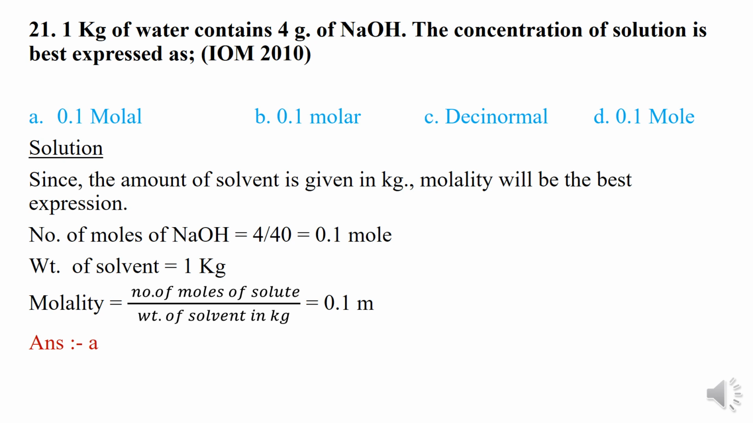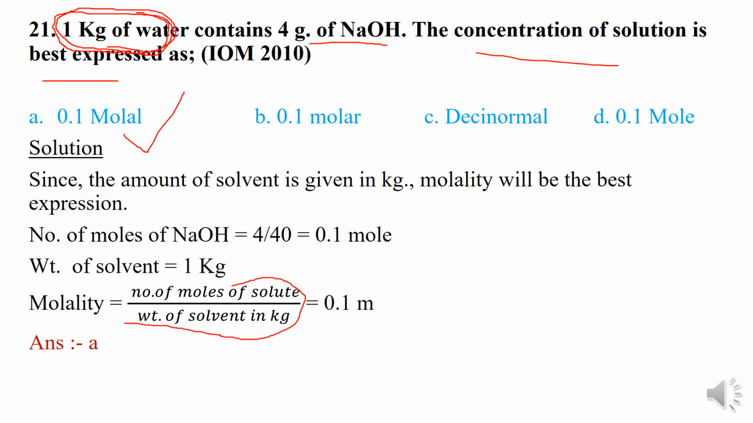1 kg of water contains 4 gram of NaOH. The concentration of the solution is best expressed as, right, molal. Here it is molal because the weight of solvent is given in kg. We know the definition of molality, right? Here is the definition of molality: number of moles of solute divided by weight of solvent in kg. And 1 kg of water, 1 kg of solvent, is given.